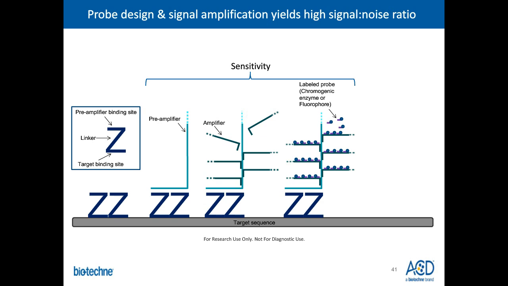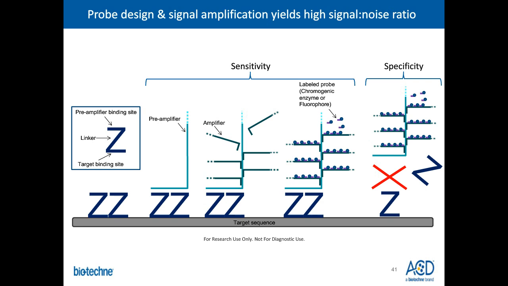Now, how do we ensure specificity? If the two Z probes do not bind in tandem onto your target, then the preamplifier molecule cannot bind onto the probe, and there is no tree formed. As a result, there is no signal detected. So this ensures high sensitivity and specificity, giving you a high signal-to-noise ratio.